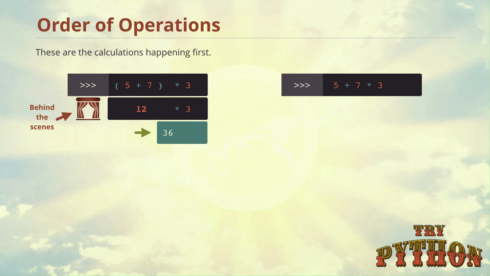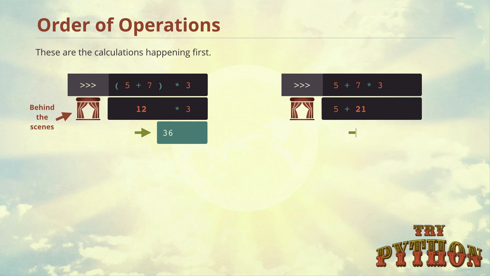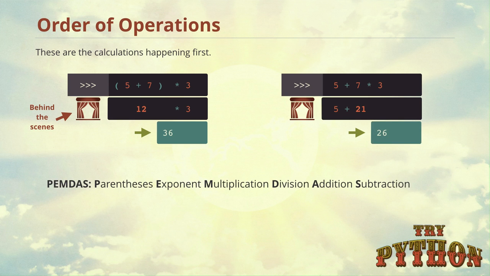On the right, without the parentheses, 7 times 3 happens first. So behind the scenes, we have 5 plus 21 with a result of 26. The order is an easy to remember mnemonic, PEMDAS, which stands for parentheses, exponent, multiplication, division, addition, subtraction.